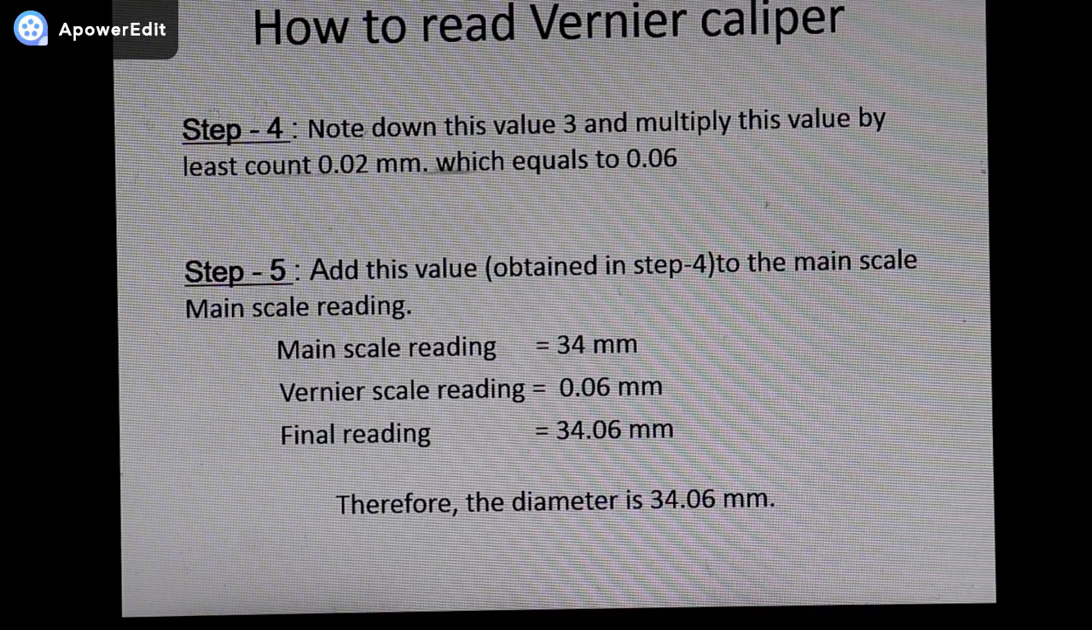So adding the value obtained in the previous step to the main scale reading: the main scale reading is equal to 34 mm and the vernier scale reading is equal to 0.06 mm. So the final reading of the shaft diameter is 34.06 mm. Friends, this is how we can use the vernier caliper to measure the diameter of a shaft.